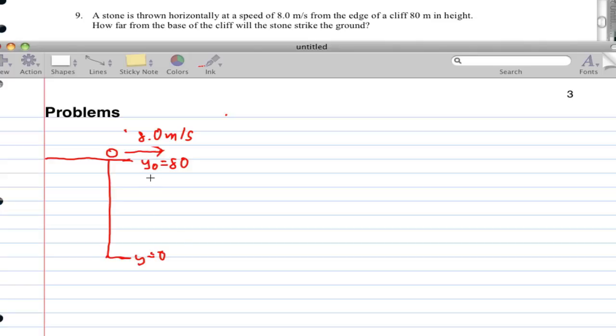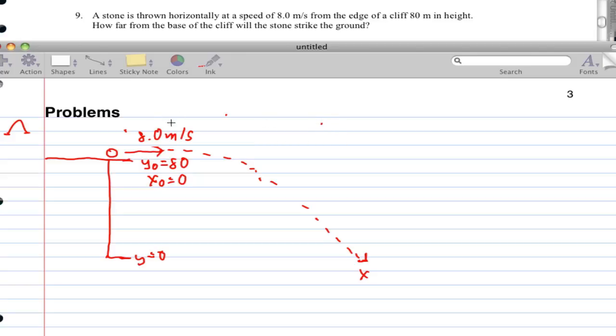What else do we have? We have x naught equal to 0. And we have some kind of x here that we don't know what it is. So the stone's going to kind of fall like that. And since this isn't our traditional projectile motion, where we start like this, we can't use our nice formulas. We've got to use the messy ones. So let's get our formulas written down.